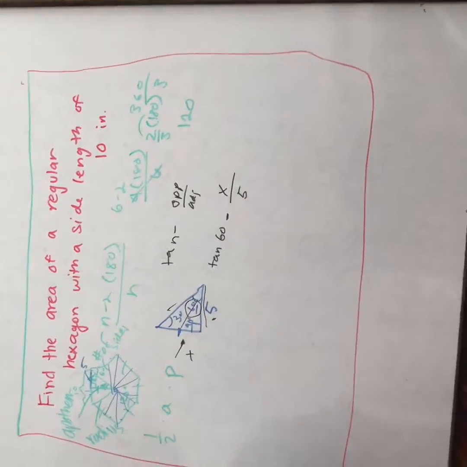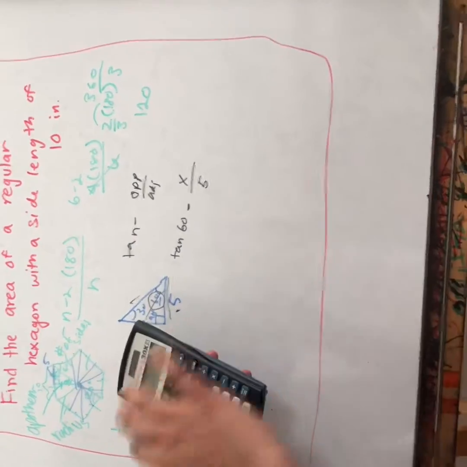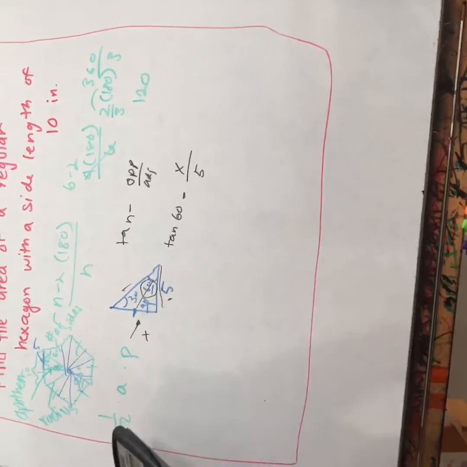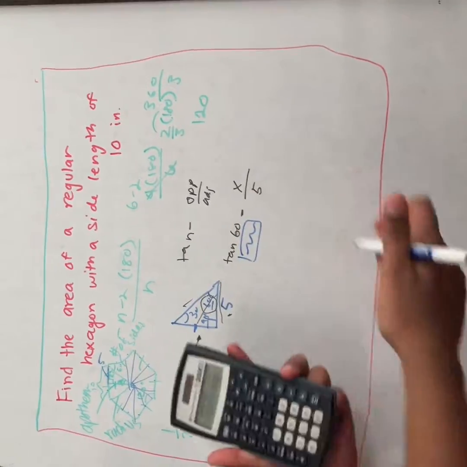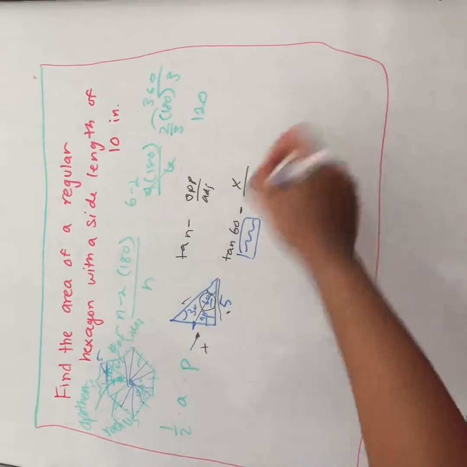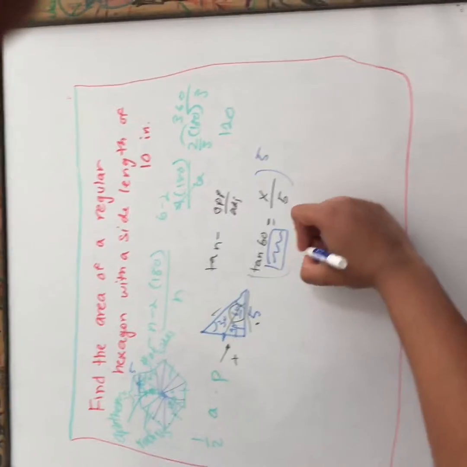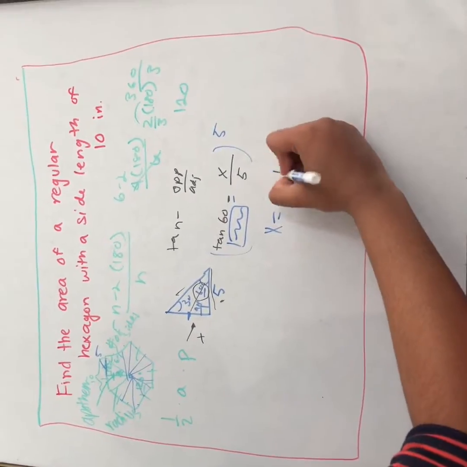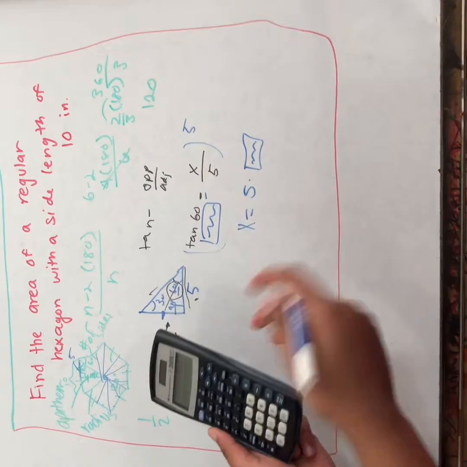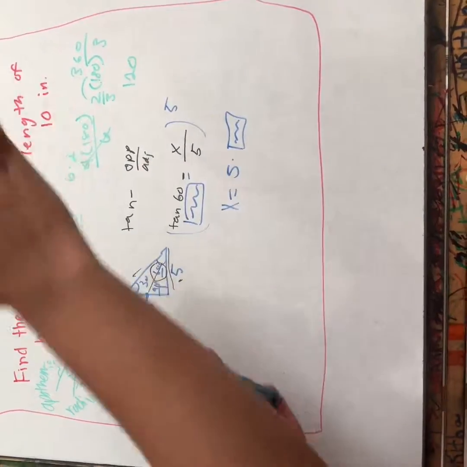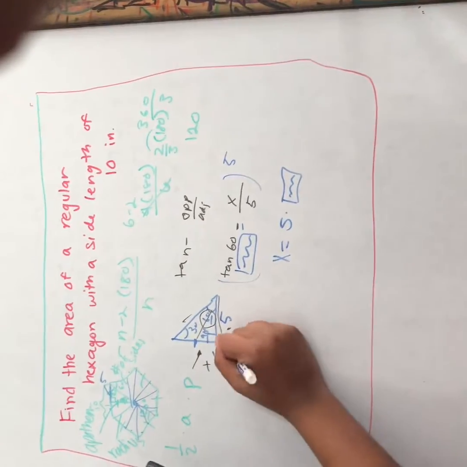So when you put tan of 60 on a calculator, you get that number. Now you know what this number is. So how do you get what x is? Well, if you multiply both sides by 5, then x would equal 5 times that number. So on your calculator, you just do times 5, and it shows 8.66 whatever. When you round it, this is going to be 8.7.